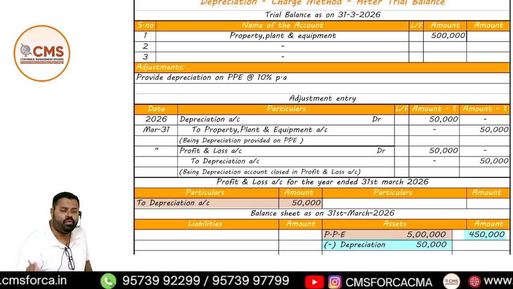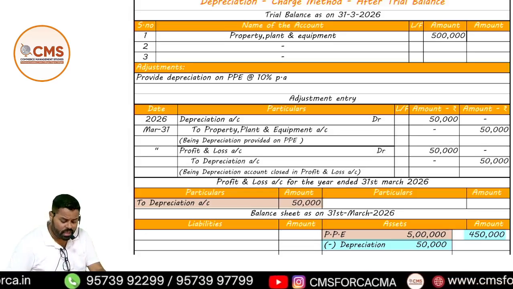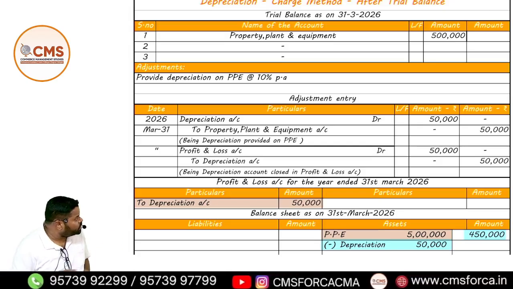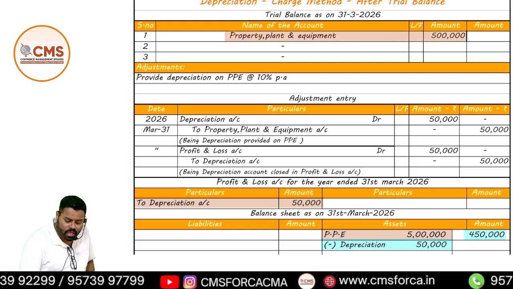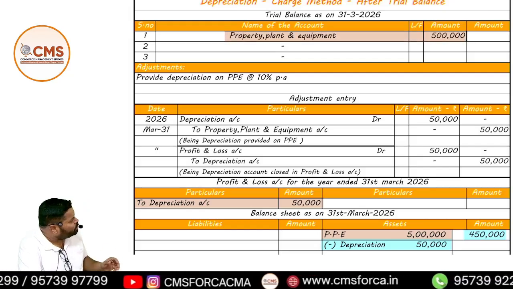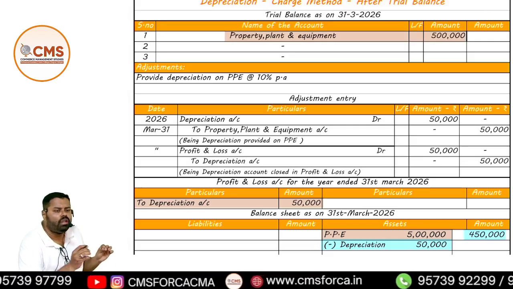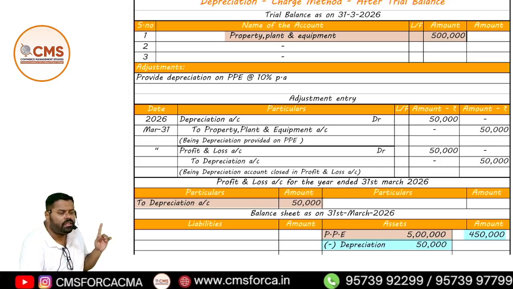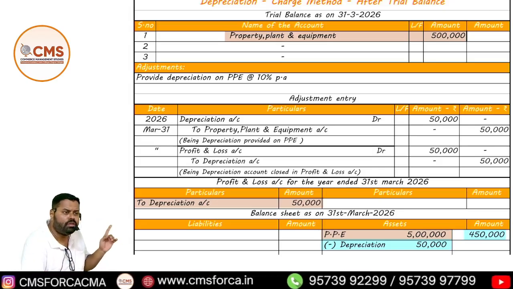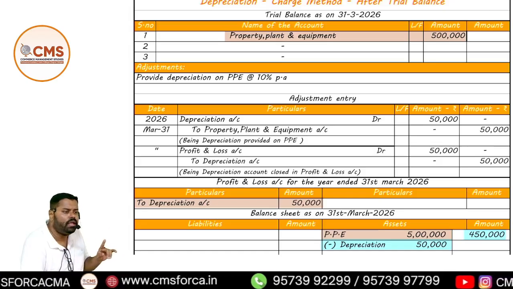You should go for the provision method, right? First of all, let's quickly revise what depreciation is. What is the asset that you see in your balance sheet? There is only one asset, that is property, plant and equipment. All the tangible assets should be grouped under this group. Either it should be called property, or plant, or equipment.